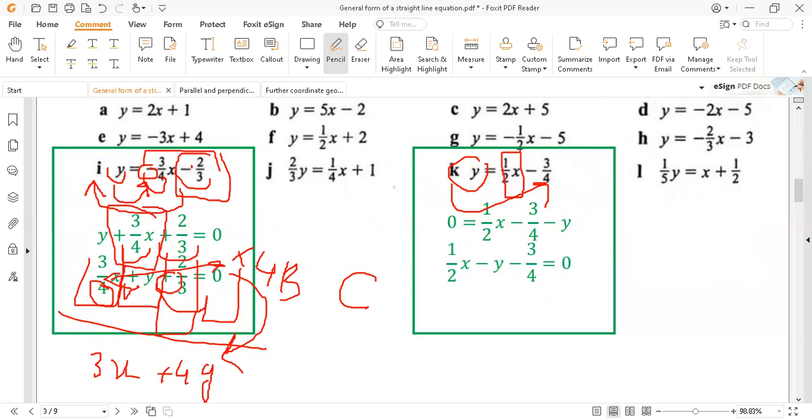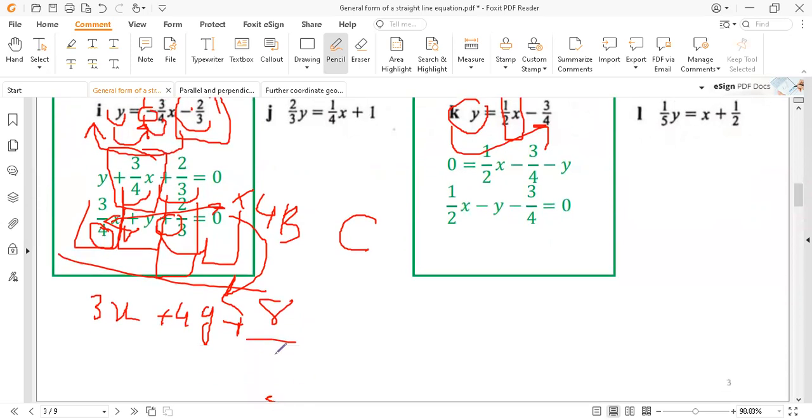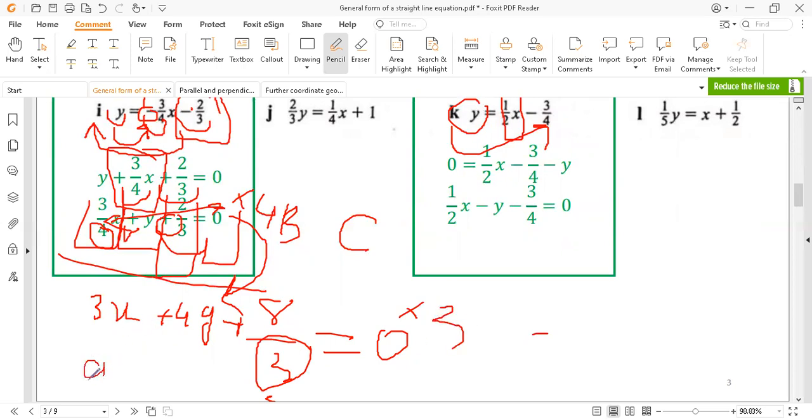Okay, plus 2 over 3, so plus 2 over 3 plus 8 over 3 equals 0 by 4, it is a 0. If we investigate again, we have over 3. So not all values are integers, so we multiply again by 3 to obtain 9x plus 12y, okay, plus 8 equal to 0.